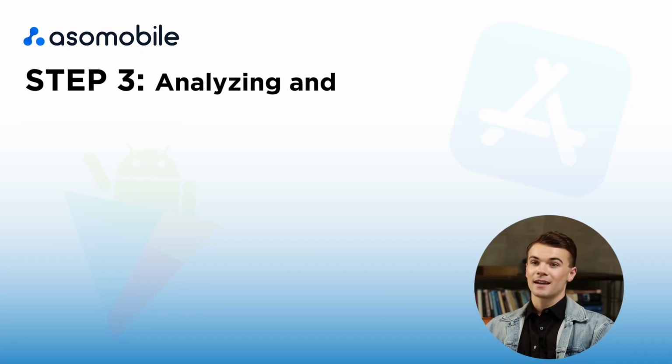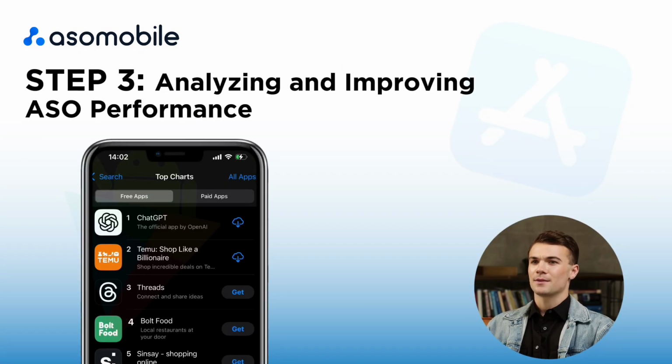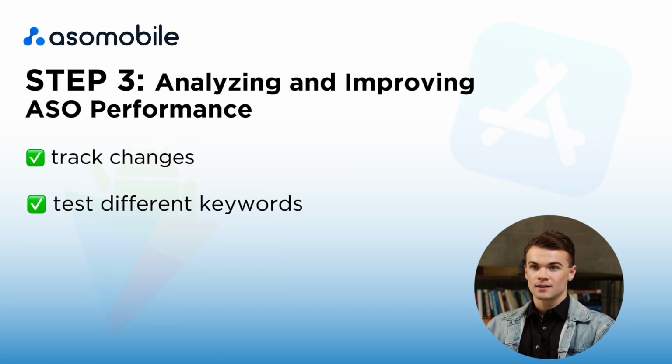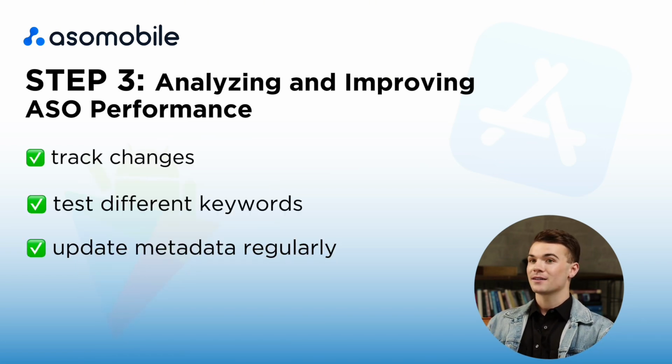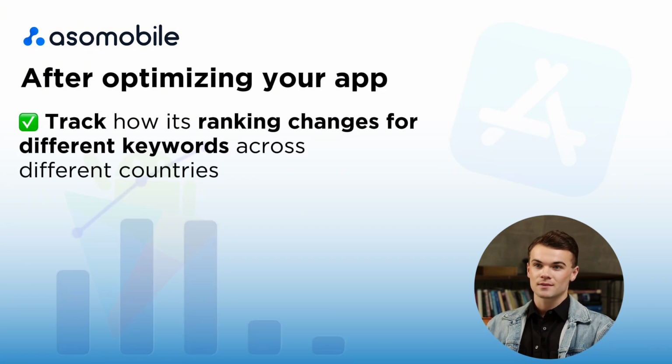Step 3, analyzing and improving ASO performance. ASO is not a one-time operation. You need to track changes, test different keywords, and update metadata regularly. After optimizing your app, track how its rankings for different keywords change in different countries.